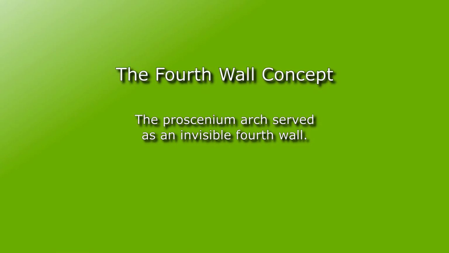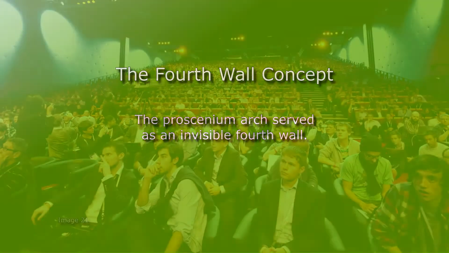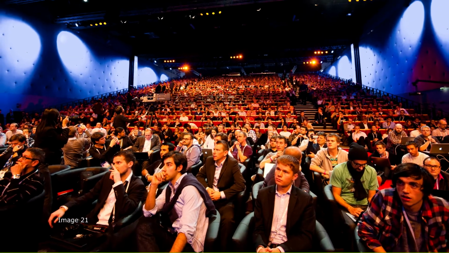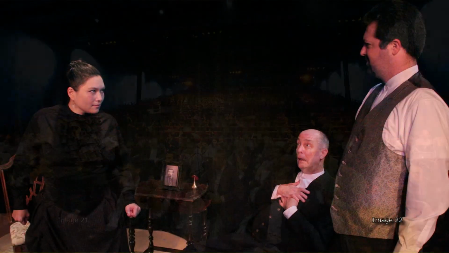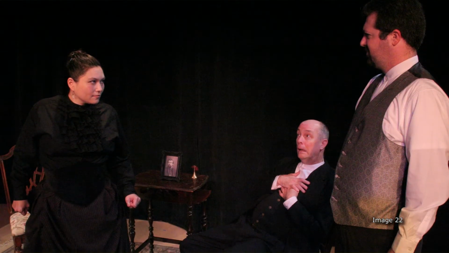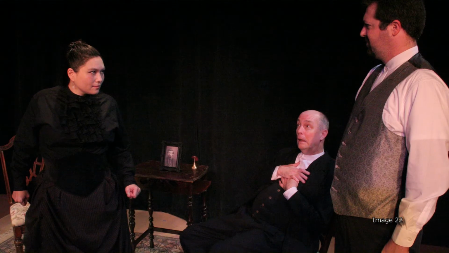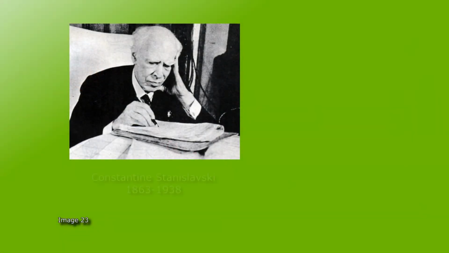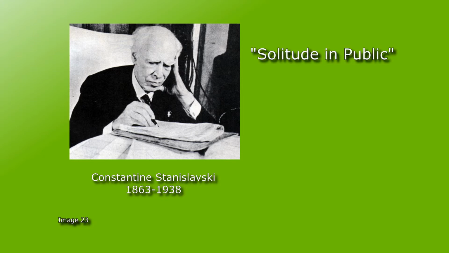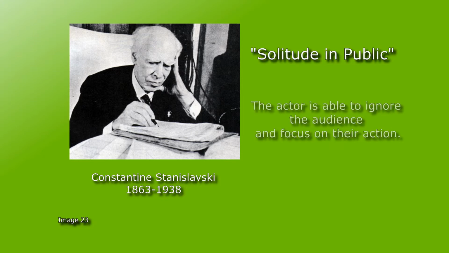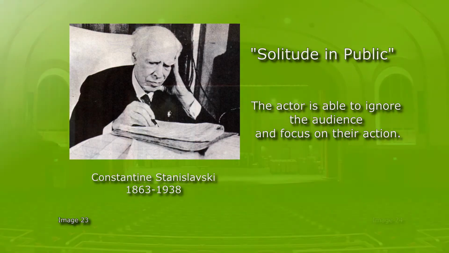This fourth wall was treated as one would treat a two-way mirror. The audience could see into the room. The actors, however, behaved as though the proscenium arch was a solid wall and that they were not aware of the audience. The pioneer of the realistic acting technique, Konstantin Stanislavski, referred to the effect as solitude in public. It was his conviction that the actor would behave more naturally if they ignored the presence of the audience. The fourth wall concept was designed to assist with this goal.